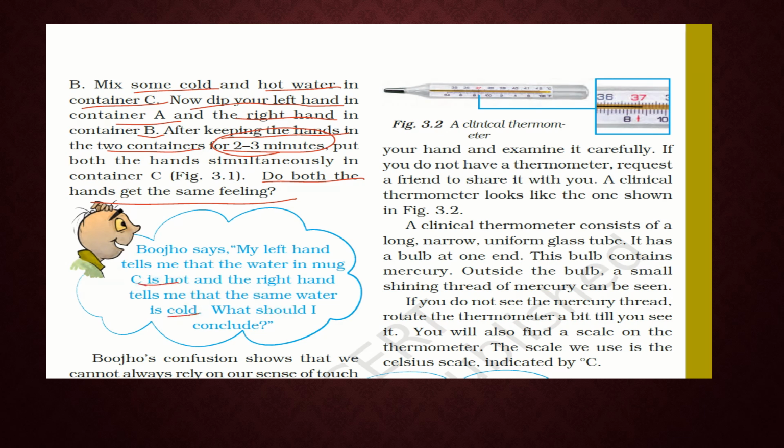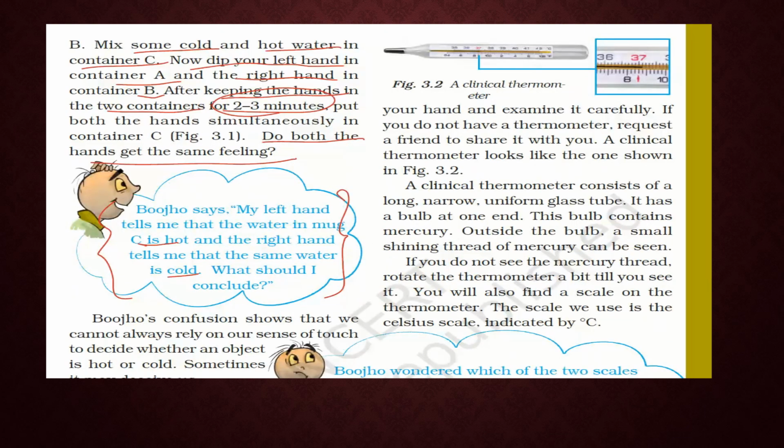So you can't reach any conclusion about the temperature of this container C, whether it is warm or cold. You can't rely on your senses like touch to decide whether an object is hot or cold. So there is always a confusion. Here also, this confusion shows that we cannot rely on our sense of touch to decide whether an object is hot or cold.